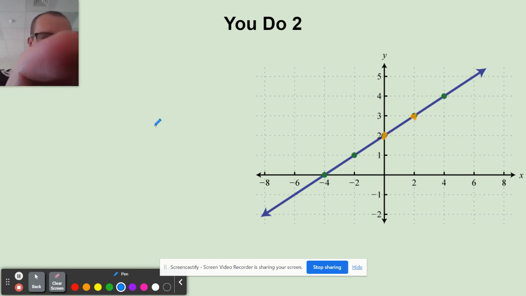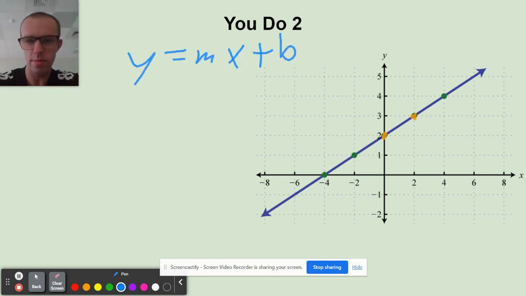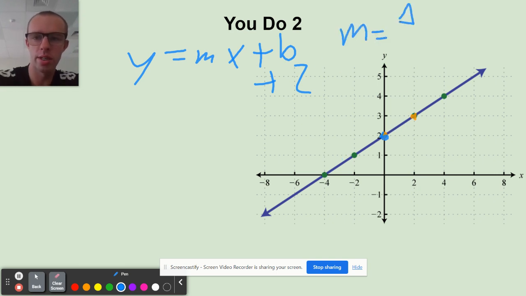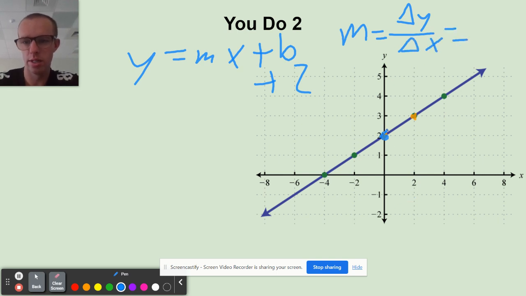All right, so really quickly, y equals mx plus b. It's a straight line. The y-intercept is +2, right? We cross right here. How much are we changing by? This was a pretty big trick here. Hopefully you caught it. M is equal to the change in y over the change in x. So the change in y, we go from 2 to 3, we go up 1. This was the big catch.